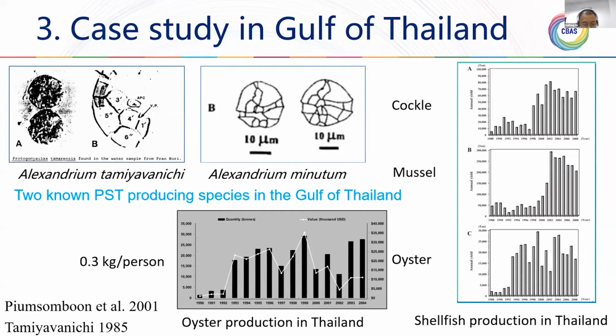The oyster production in the past decades in Thailand is relatively stable, and dividing the production by the Thai population, we can conclude that average consumption is very low, about 0.3 kilogram for each person. Such low consumption may decrease the risk of potential food poisoning in Thailand.